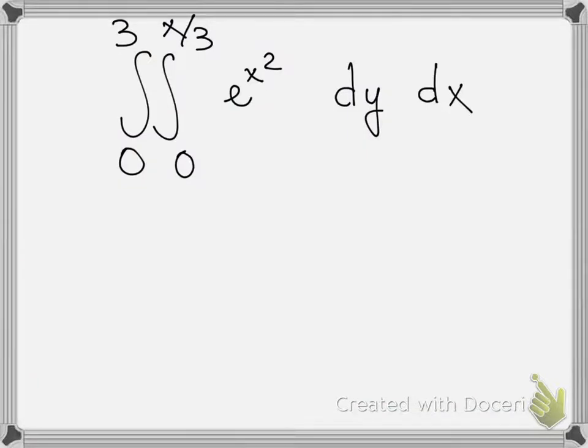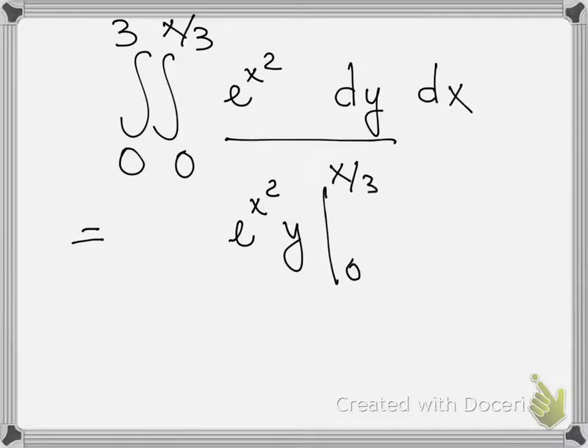So now let's integrate this. First, we're going to integrate with respect to y, right? And e to the x squared, x is a constant, so e to the x squared is going to be constant, and the integral of a constant with respect to y would be constant times y. So that would be e to the x squared times y, and y between 0 and x over 3. Okay, here I have 0, 3, dx.